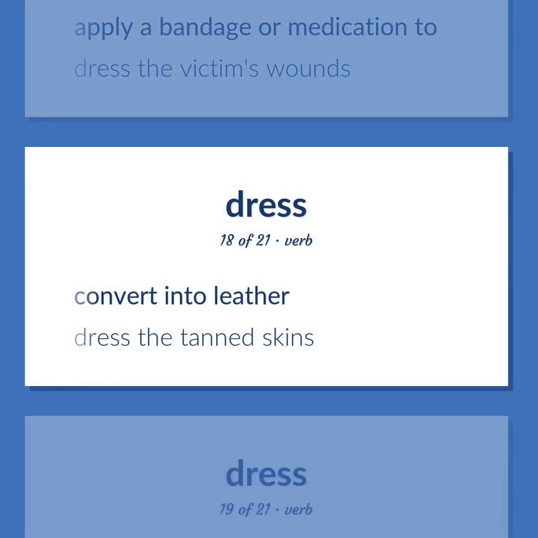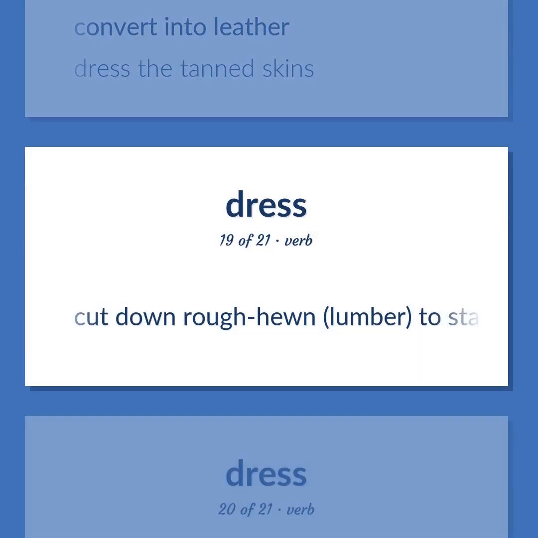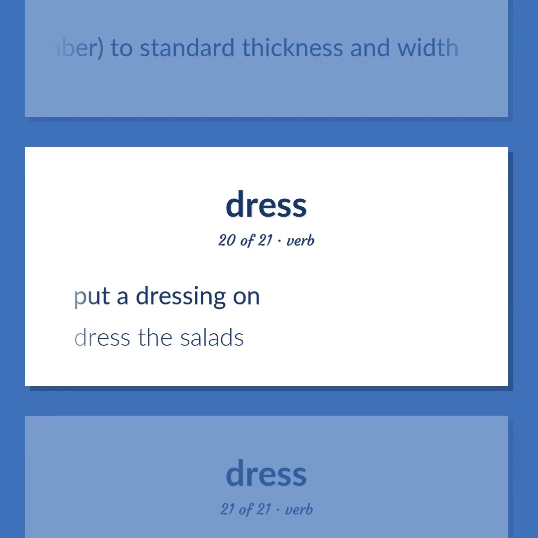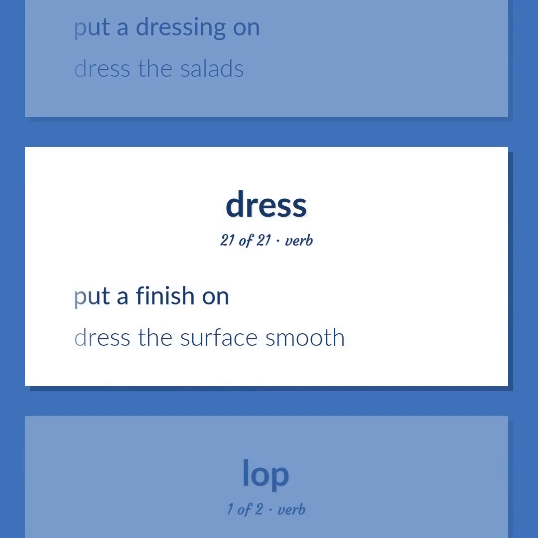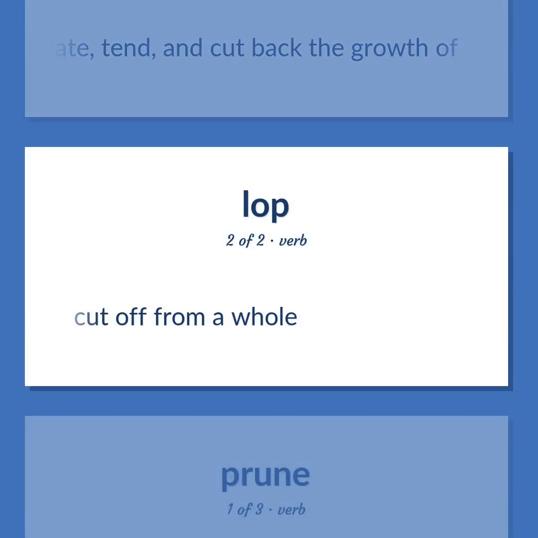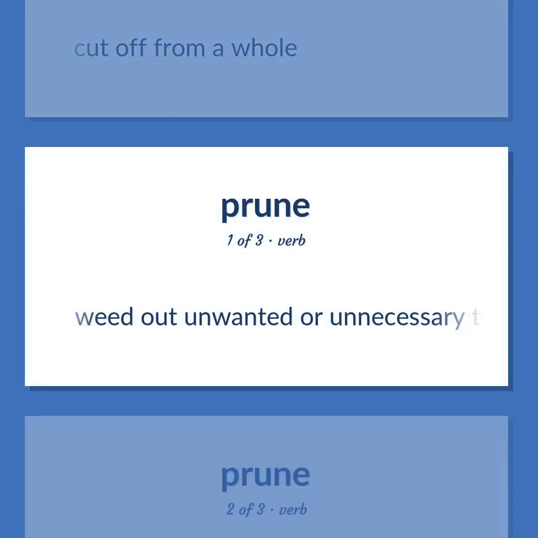Convert into leather. Dress the tanned skins. Cut down rough-hewn lumber to standard thickness and width. Put a dressing on. Dress the salads. Put a finish on. Dress the surface smooth. Cultivate, tend, and cut back the growth of. Cut off from a hole. Weed out unwanted or unnecessary things.